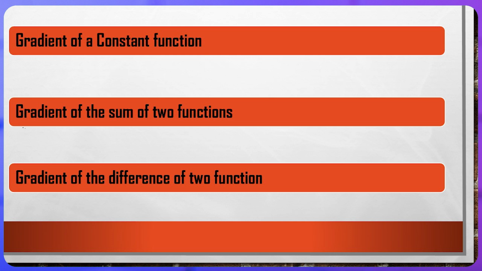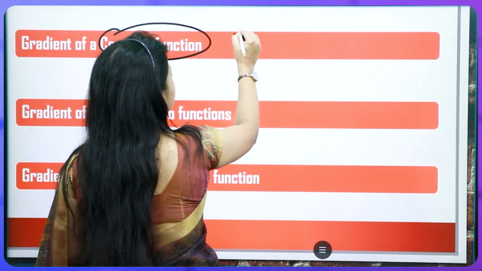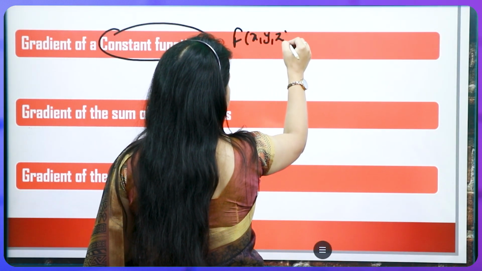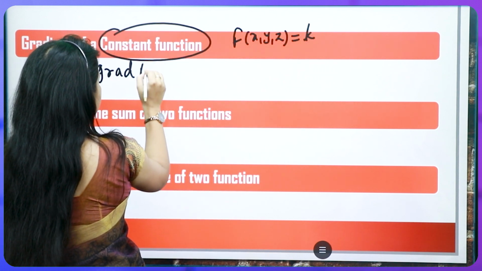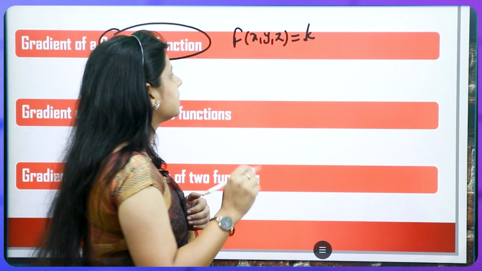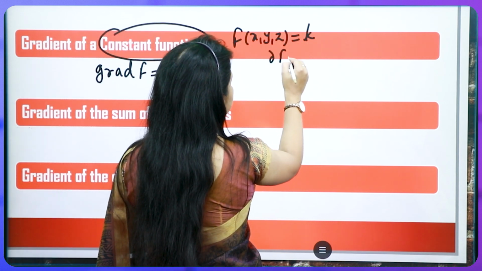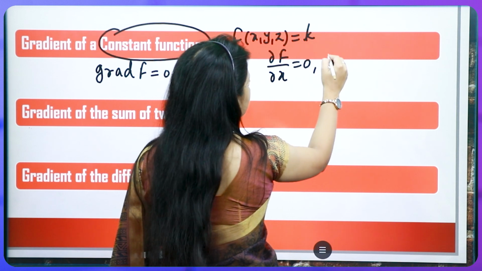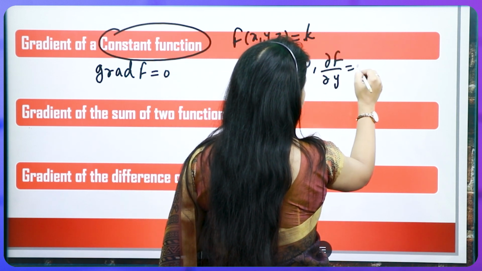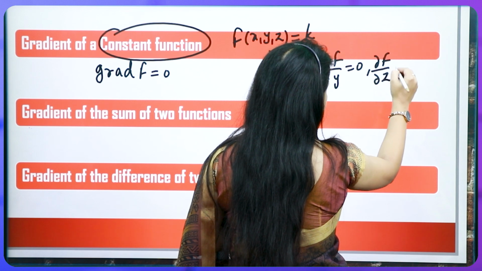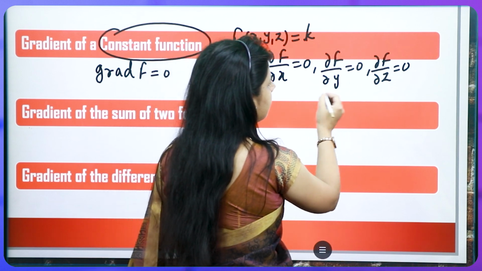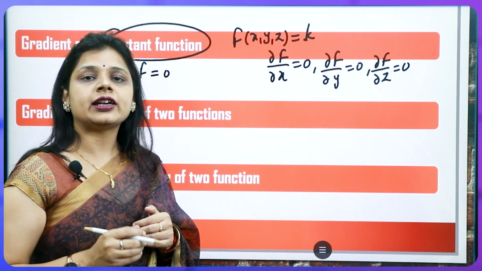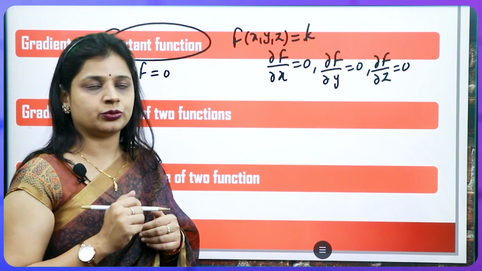If we calculate gradient of a constant function, we get this value as 0. That is, if this function f of x, y, z is constant, say k, then the value of gradient of f is 0. Reason is, if f is constant function, del f by del x is 0, likewise del f by del y is 0 and del f by del z is 0. When we substitute value of these partial derivatives as 0, we will get gradient of the function f is 0.